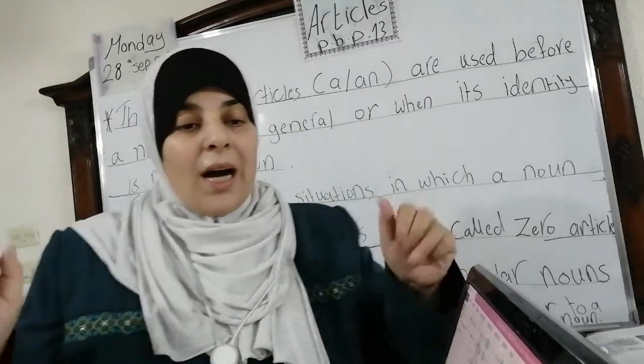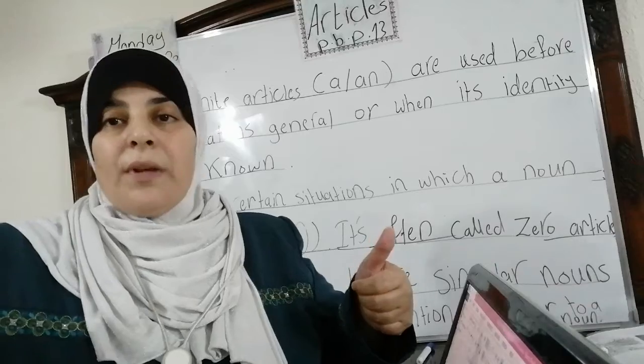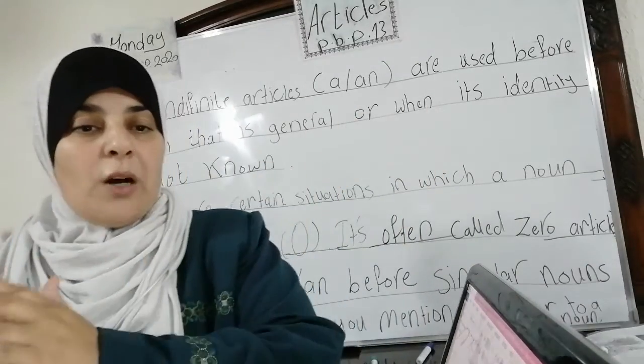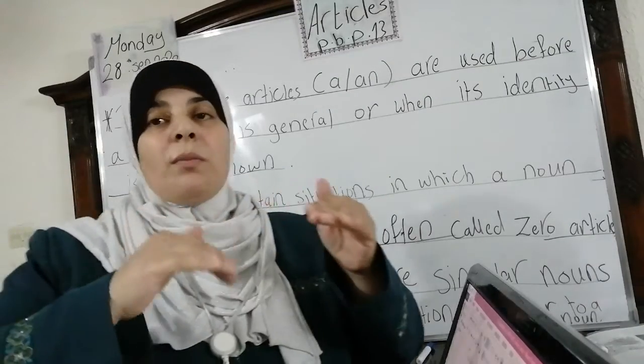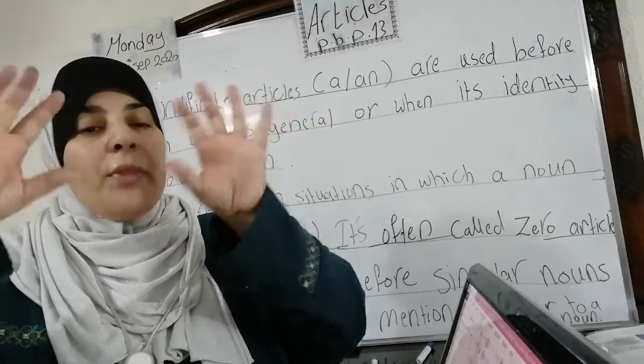Now, articles are used before nouns or noun equivalents. What do we mean by equivalent? It means equal or similar to nouns. Articles are a type of adjective. For example, when you say the black, we are talking about the color.